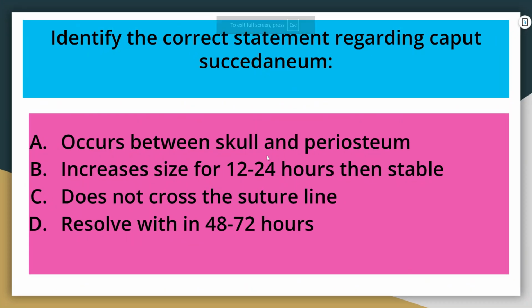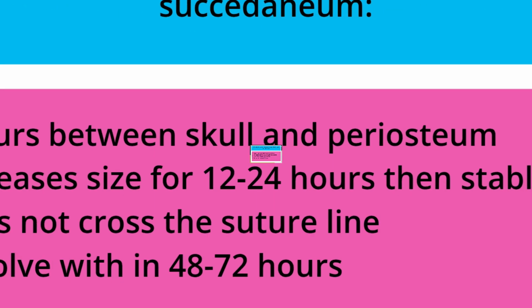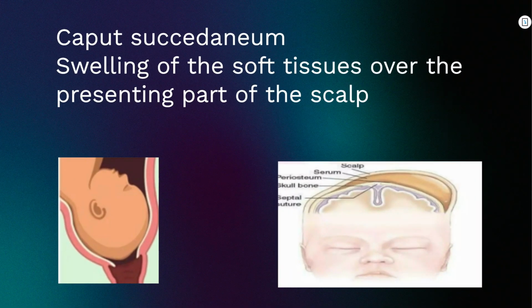Identify the correct statement regarding caput succedaneum. Occurs between skull and periosteum. Increases in size for 12 to 24 hours then stable. Does not cross suture line. Resolves within 48 to 72 hours. So let's learn about caput succedaneum.